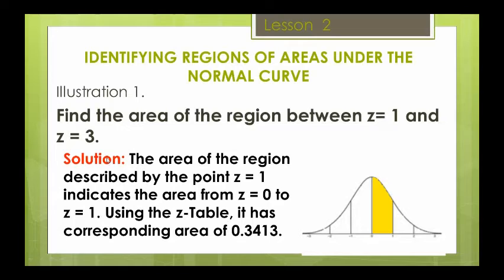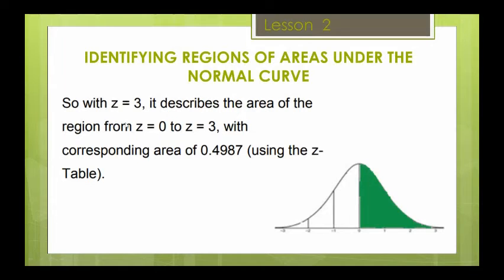So our solution, the area of the region described by the point z is equal to 1 indicates that the area from z is equal to 0 to z is equal to 1. So from 0 to 1, that is the area of the region described by z is equal to 1. So using the z table, it has a corresponding area of 0.3413. So with z is equal to 3, yung z is equal to 3 describes the area of the region from z is equal to 0 to z is equal to 3. So with corresponding area of 0.4987 using the z table.